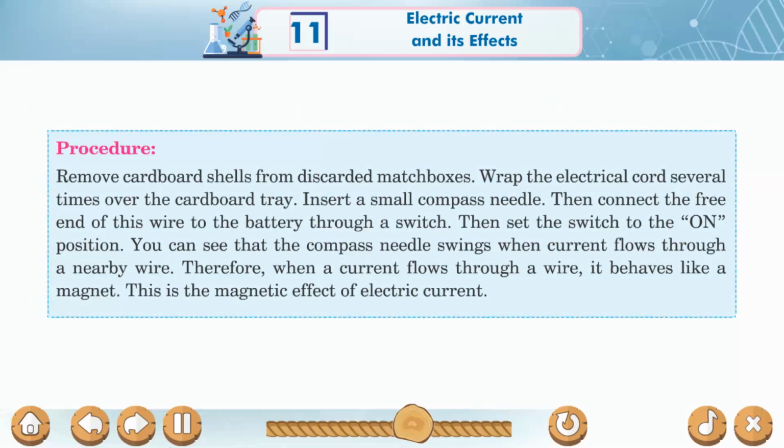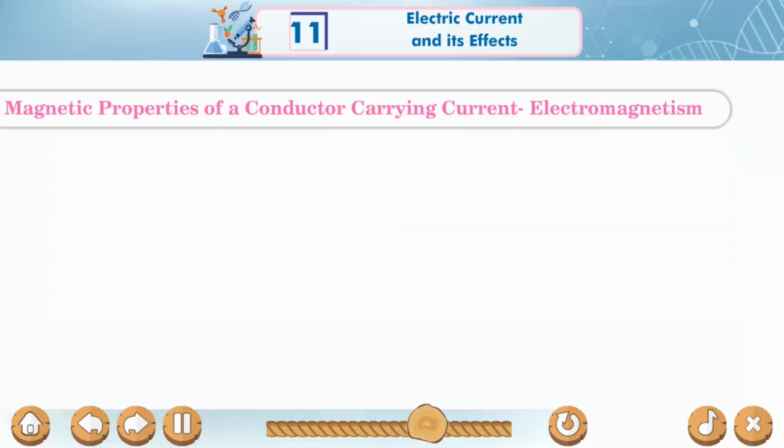Procedure. Remove cardboard shells from discarded matchboxes. Wrap the electrical cord several times over the cardboard tray. Insert a small compass needle. Then connect the free end of this wire to the battery through a switch. Then set the switch to the on position. You can see that the compass needle swings when current flows through a nearby wire. Therefore, when a current flows through a wire, it behaves like a magnet. This is the magnetic effect of electric current.